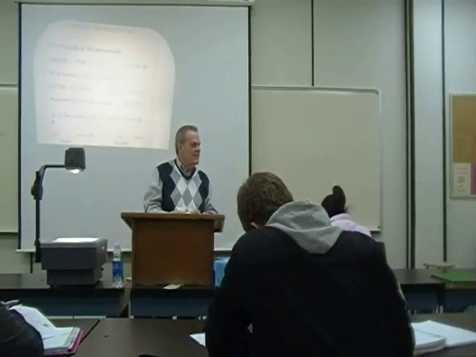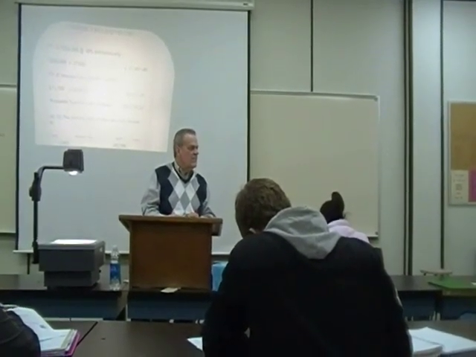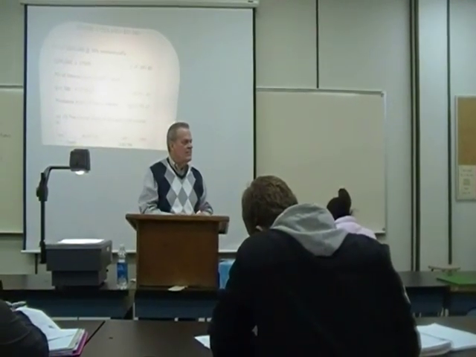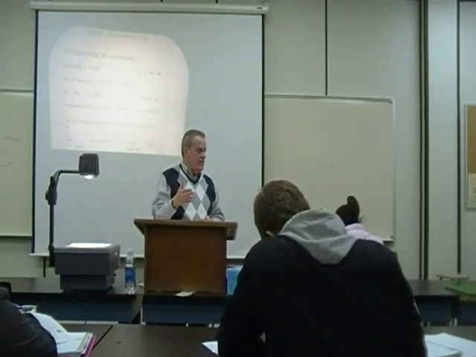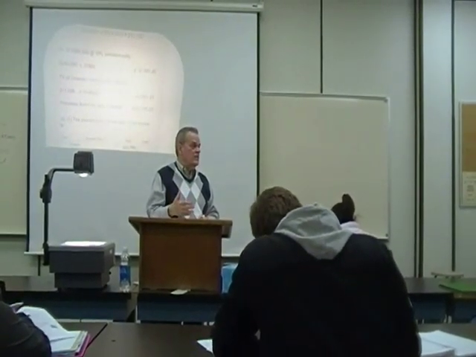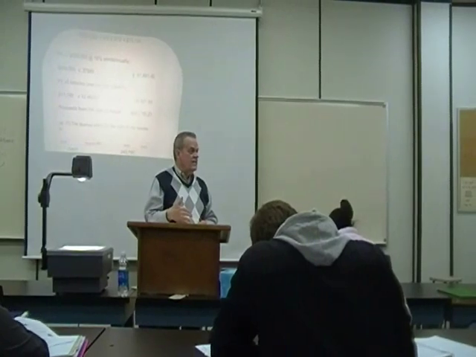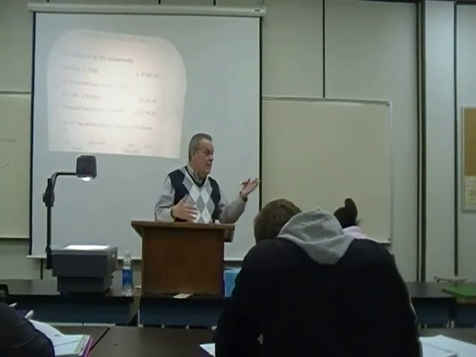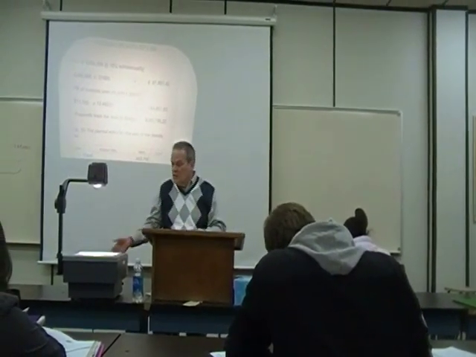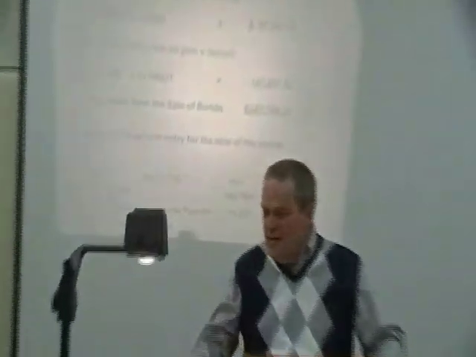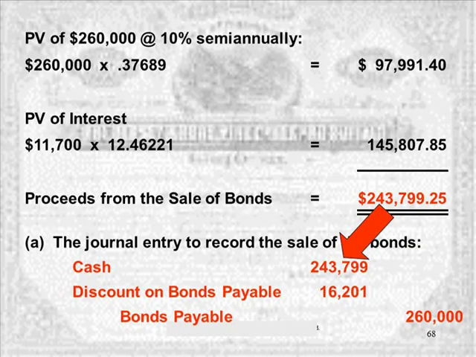Cash. We're selling it at a... Did we get more than 260 or less than 260? Face is 260. Did we get more or less? Less. Premium or discount? Discount. It's a debit, you said. Premium's balance is credit. Discount's balance is debit. You're going to debit cash for the amount you receive in cash.